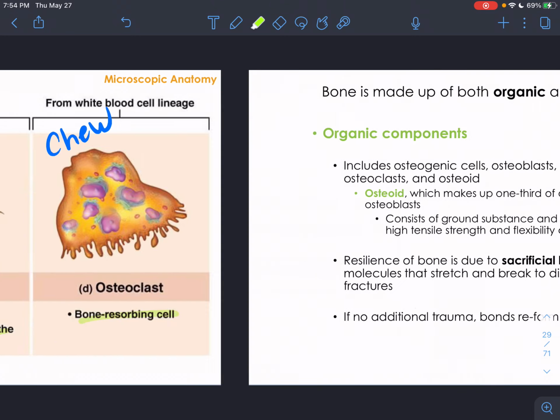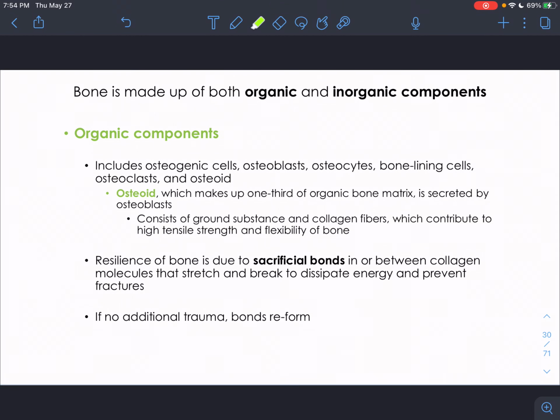Okay. And then on a very cellular level, bone is made up of organic and inorganic compounds. This isn't super duper important, but it helps to understand how bone gets its strength. Organic compounds include the osteogenic cells, osteoblasts, osteocytes, bone lining cells, osteoclasts, so all of the cells, and also the osteoid. The osteoid again is that matrix that is secreted by osteoblasts. It's made up of ground substance and collagen fibers, which contribute to the high tensile strength and flexibility of the bone.